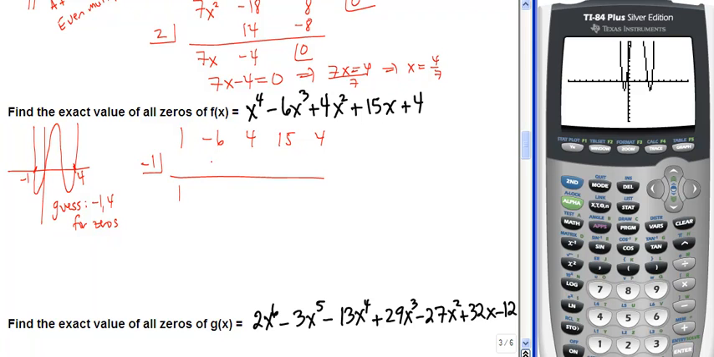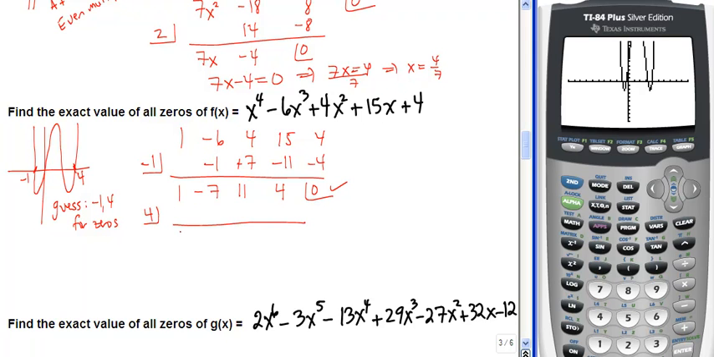Bring down my 1, -1 times 1 is -1, -6 and -1... Oh, sorry, this should be -7. I added wrong there. -1 times -7 is +7, so we get an 11. -1 times 11 is -11. This is 4, -1 times 4 is -4, so there's my 0. So -1 did work.